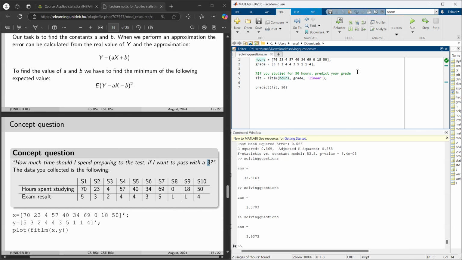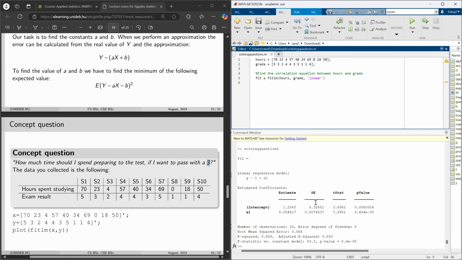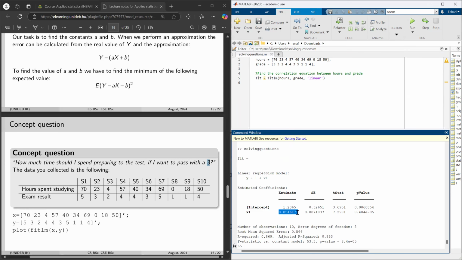If none of them is given, like if the question is just to find the correlation equation between hours and grade, in that case our order does not matter because nothing is given. We just have to find that equation. So predict also doesn't work. We just have to do the fit lm and we get the equation this way. It's in the notes as well. This will be m and this will be c, so y is equal to mx plus c. It will become 0.0546x plus 1.2. Do you get it?